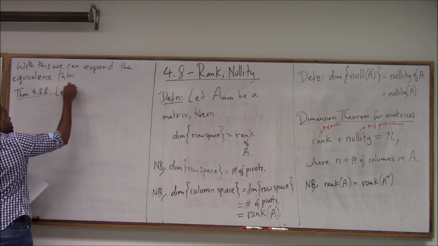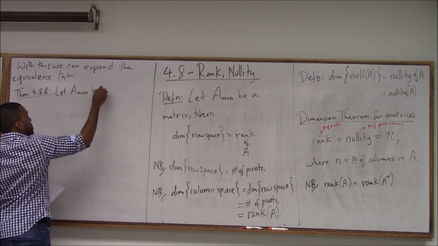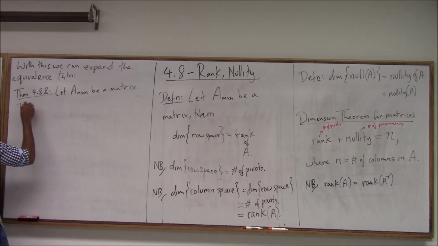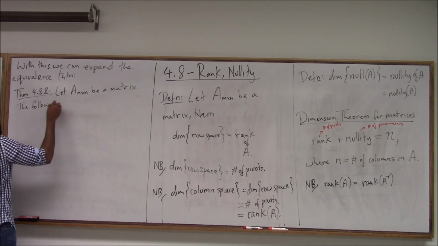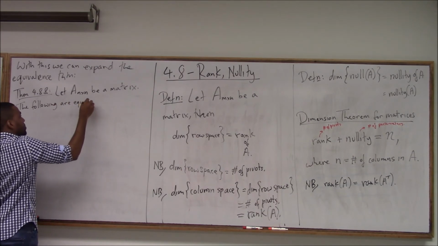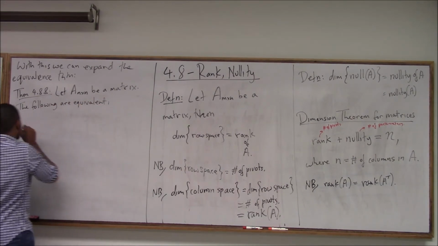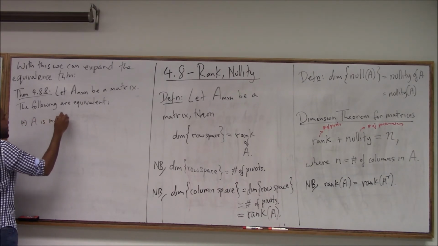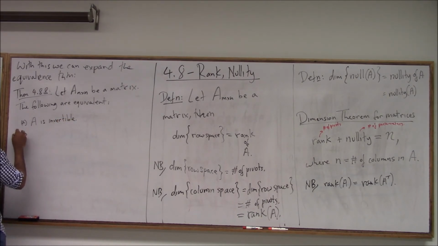So let A be an n by n matrix. Notice that it is a square matrix. The following are equivalent. One, A is invertible. Two... Can you guys tell me some of the others quickly? The determinant is not zero. What else can you tell me? This isn't exactly the order I wrote it in, but let's just go anyway.